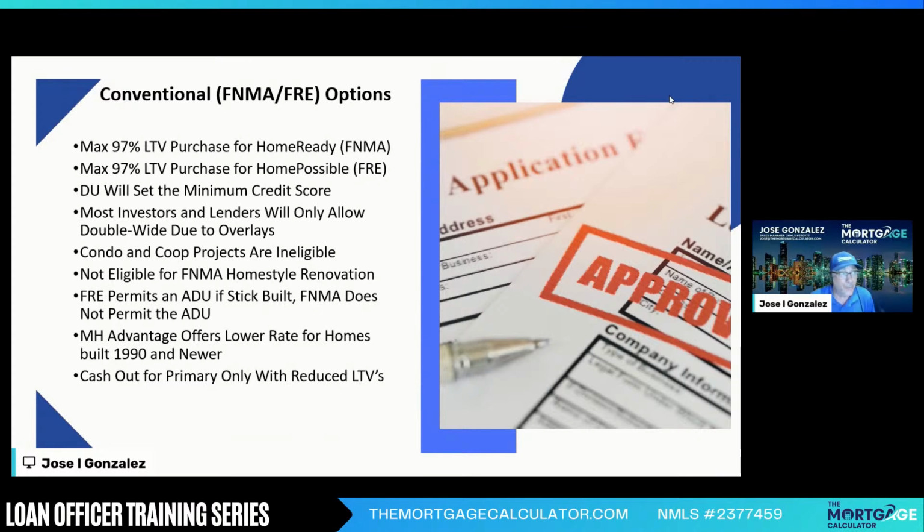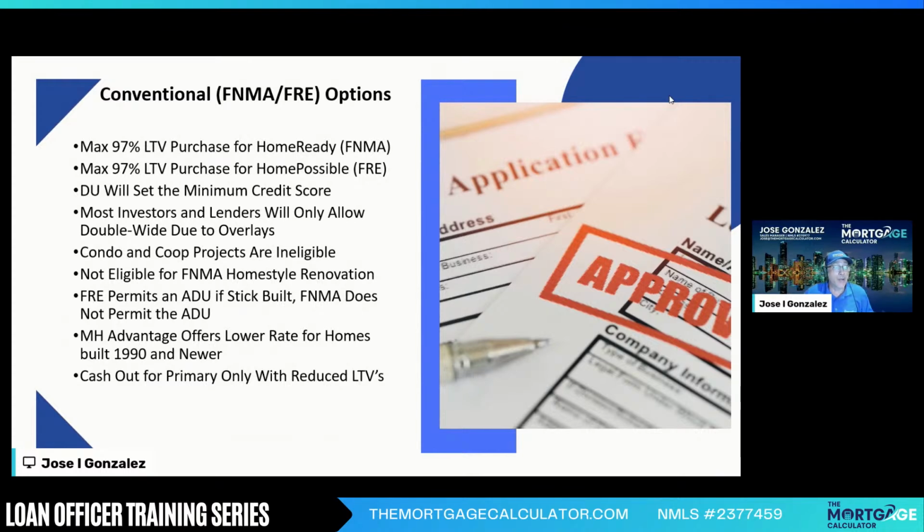Same for co-ops. There's a little specific detail there, but those of you thinking about Fannie Mae HomeStyle Renovation, manufactured home is not eligible for Fannie Mae HomeStyle Renovation, but it is eligible for Freddie Mac. So that's a good option. Now, like I was mentioning, Freddie permits adding an ADU to a manufactured home as part of their guidelines if the ADU is stick built. Fannie Mae does not permit the addition of an ADU to a manufactured home.